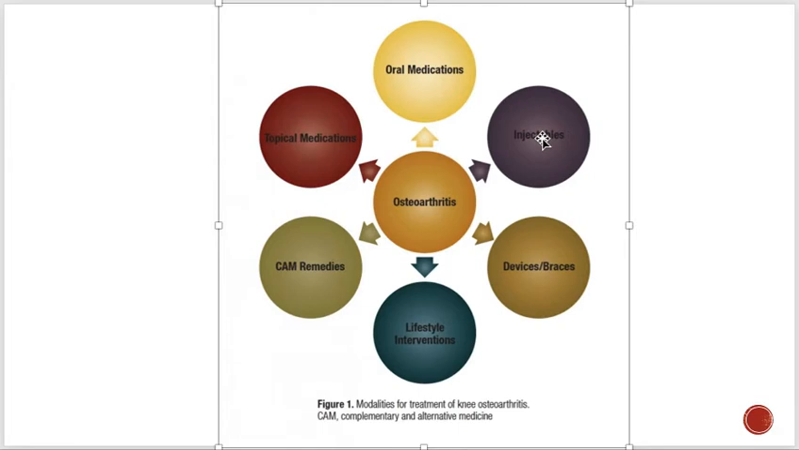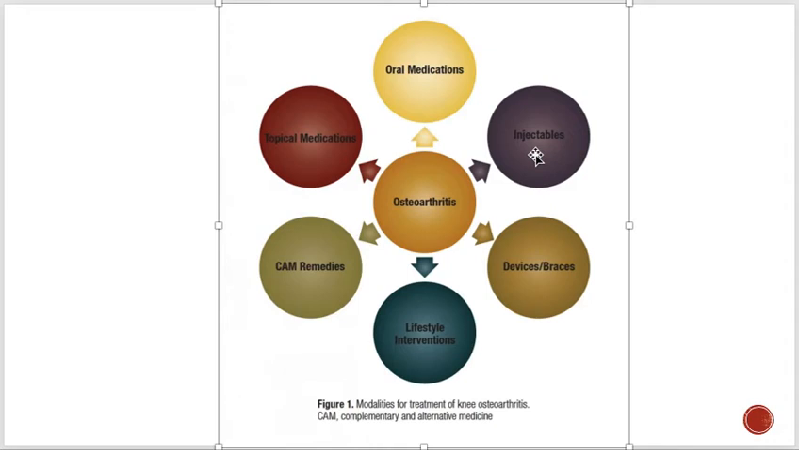So we can give corticosteroids as injectables. They are effective in short-term treatment, and hyaluronic acid has some evidence of long-term benefits in these patients. There are many studies. I don't want to talk about the studies right now, but they found in many studies that hyaluronic acid is effective in osteoarthritis in the long term. They don't give any short-term relief. Short-term relief is given by corticosteroid injections in the joint.